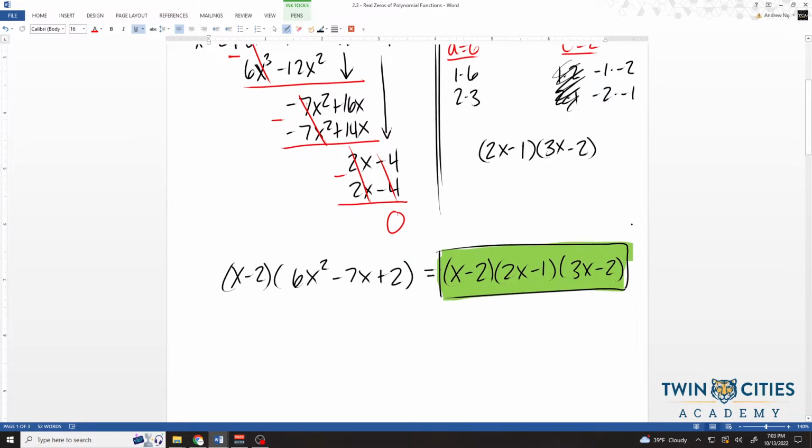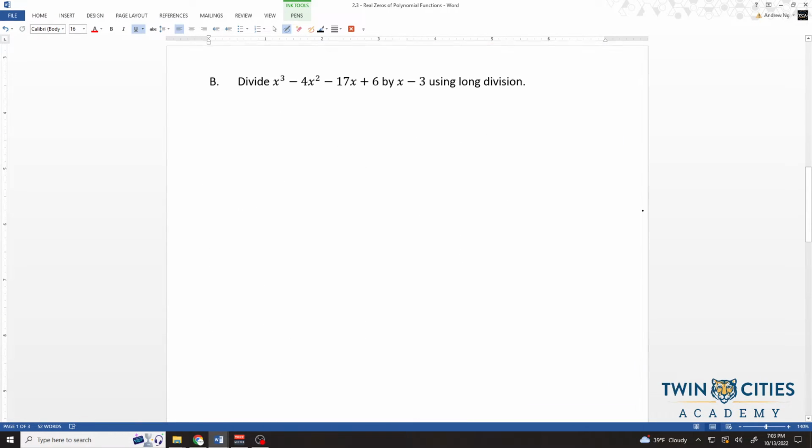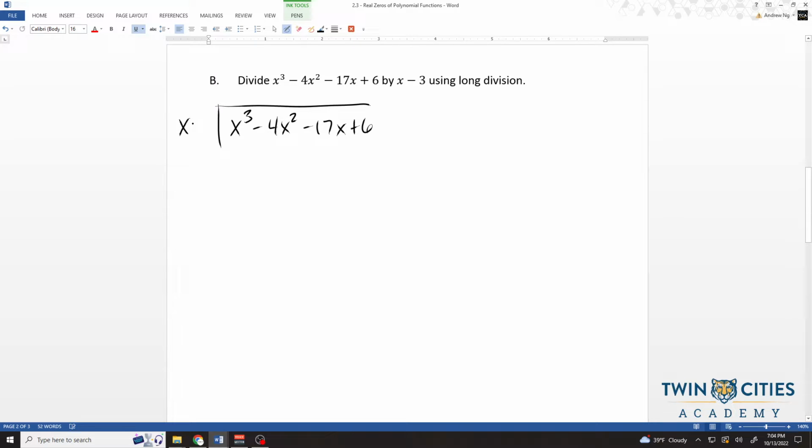Let's do another one. Let's try x to the third minus 4x squared minus 17x plus 6, and I'll divide this by x minus 3 using long division. Note here, it does not say factor completely, so once I find my answer, we're done. All right, let's set this up. X to the third minus 4x squared minus 17x plus 6, dividing by x minus 3. All right, that's my setup.